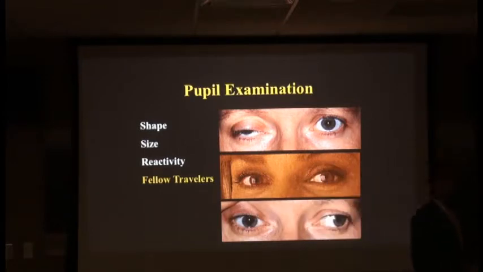Eyelid, so it goes to the levator muscle. So if I cut your third nerve, your lid shuts, right? So one of the fellow travelers is eyelids. If you see a pupil issue, you want to look really closely at the eyelids.